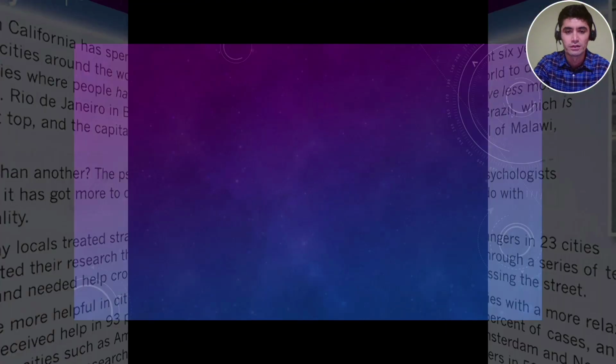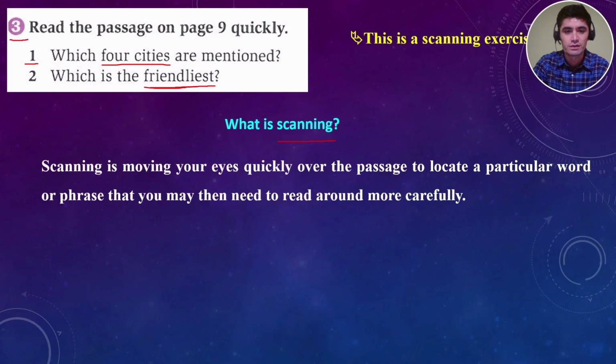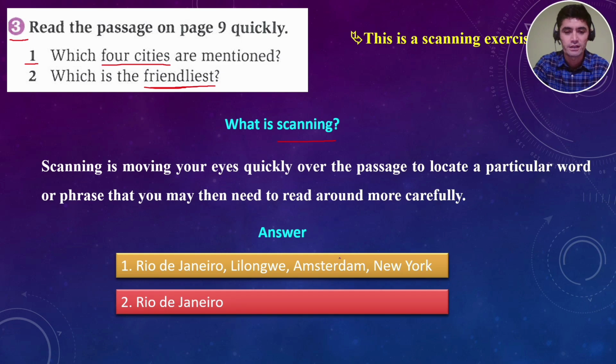Now let's move on. So let's check our answers here. As we found earlier, the cities are Rio de Janeiro, Lilongwe, Amsterdam, and New York, and the friendliest city among them is Rio de Janeiro.